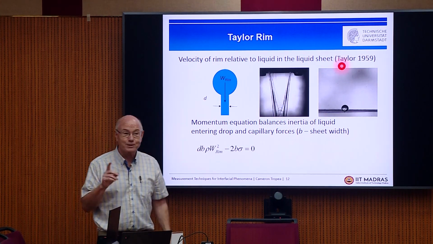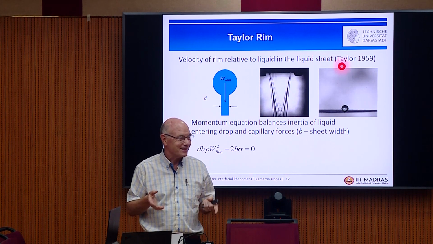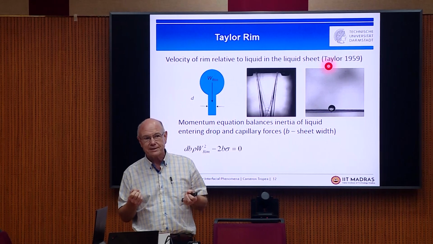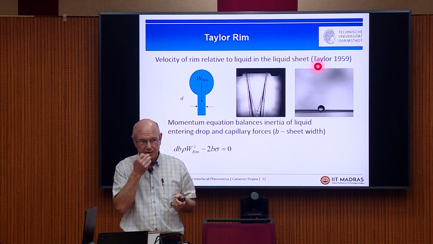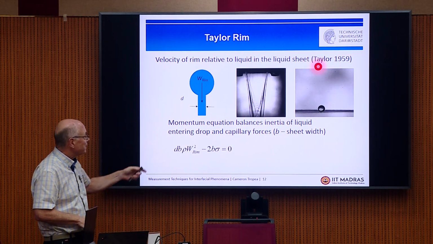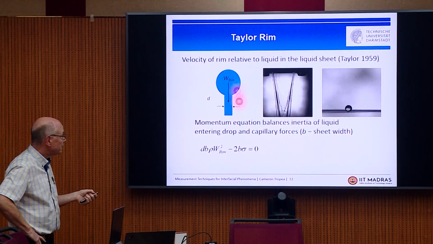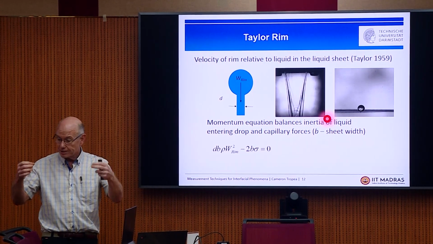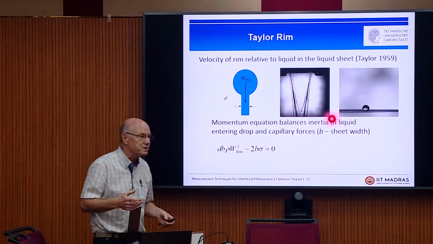So now comes the first slide with equations. But these are really important equations. I mean, this is real basic stuff you have to know. We call this the Taylor rim. G.I. Taylor came to this very early, in 1959. What I'm showing you here is that everybody knows that if you have a liquid sheet, you get rims on the side. You see these rims everywhere.